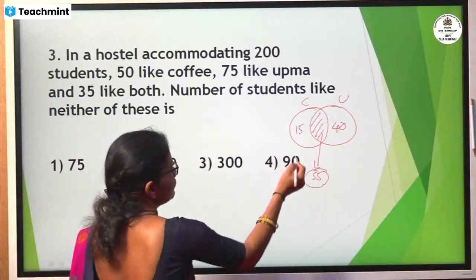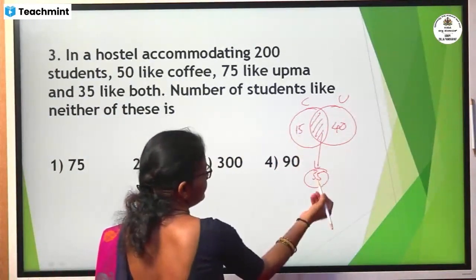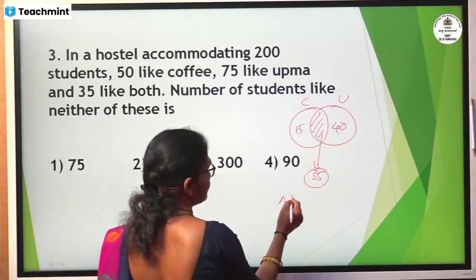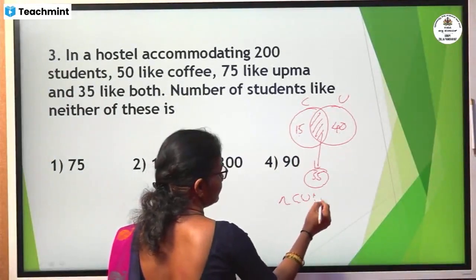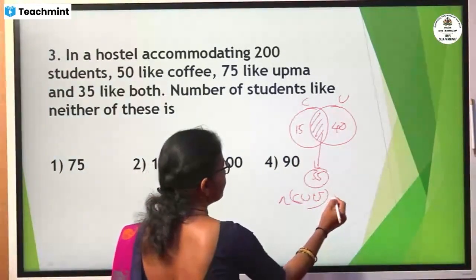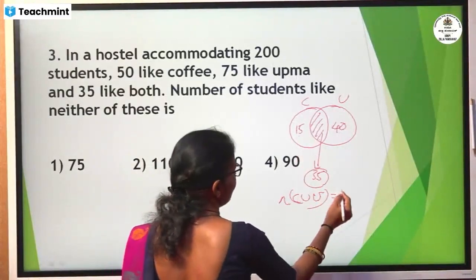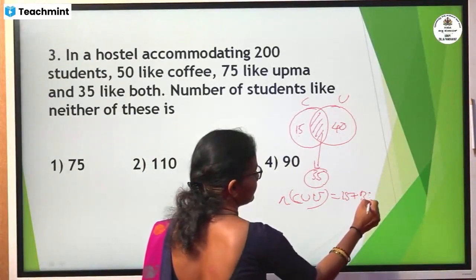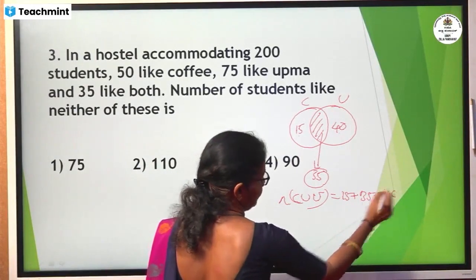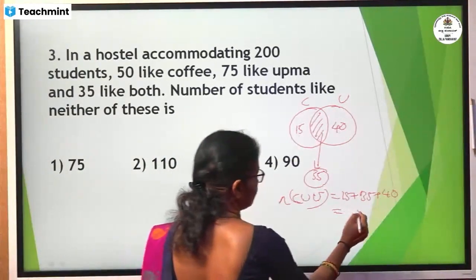If you add all these three, 15, 35 and 40, that gives you the union. That is C union U, related to upma actually. That is 15 plus 35 plus 40, that is 90.